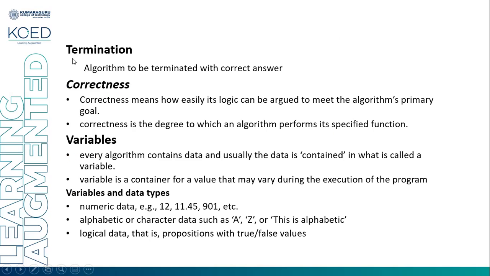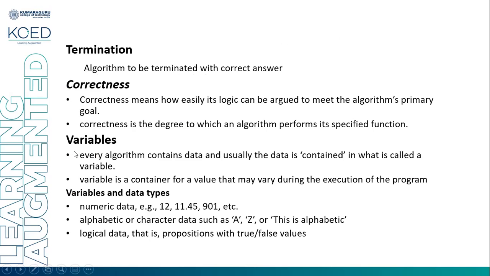Some other features of the algorithm. The algorithm should terminate with the correct answer. When the algorithm exits, it should produce a correct answer. Correctness means how easily its logic can be argued to meet the algorithm's primary goal. Correctness is the degree to which an algorithm performs its specific function.